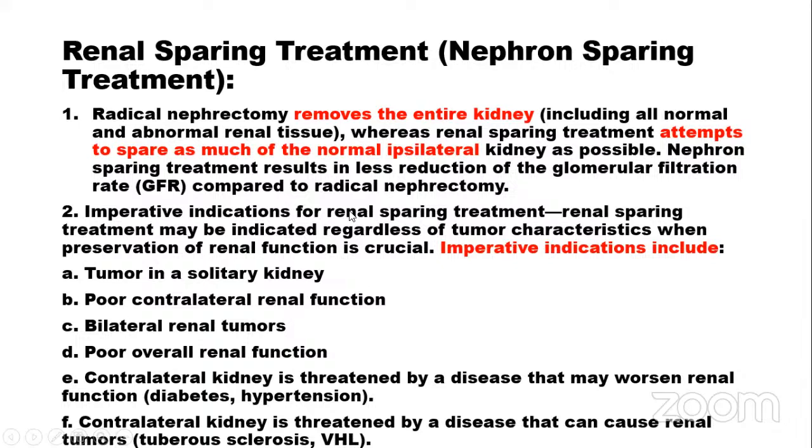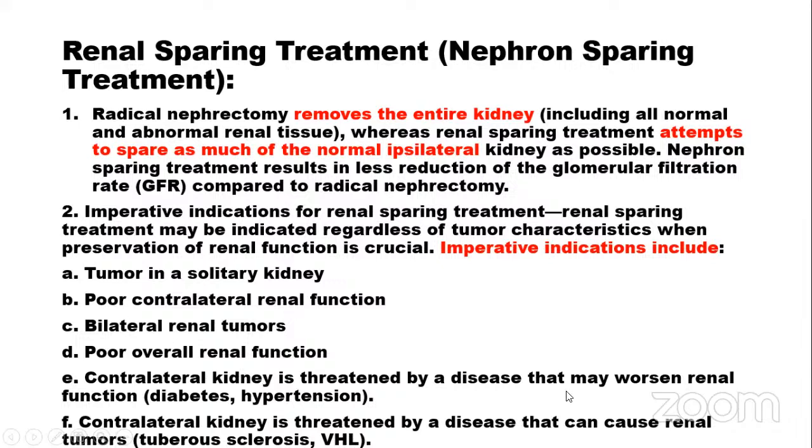Imperative indications of renal sparing surgery. Renal sparing surgery treatment is indicated regardless of the tumor characteristics when the preservation of renal function is crucial. Imperative indications include a solitary kidney, poor contralateral renal function, bilateral renal tumors, and poor overall renal function.